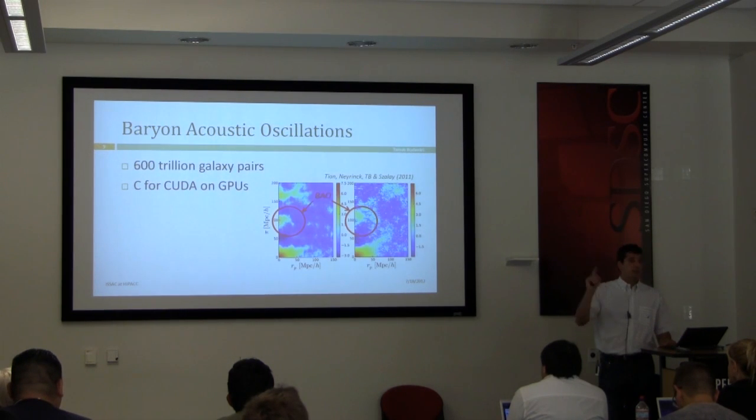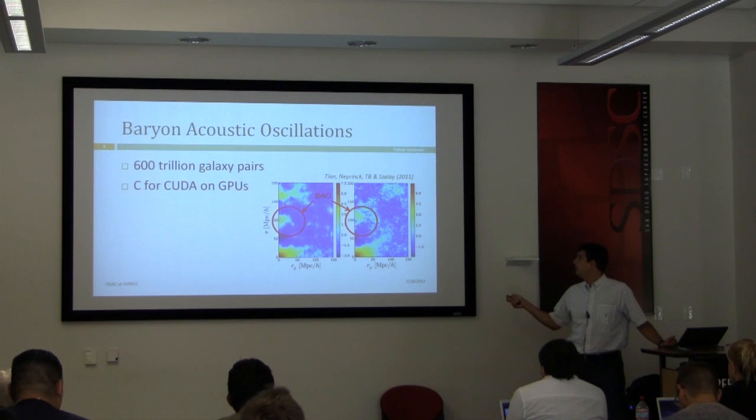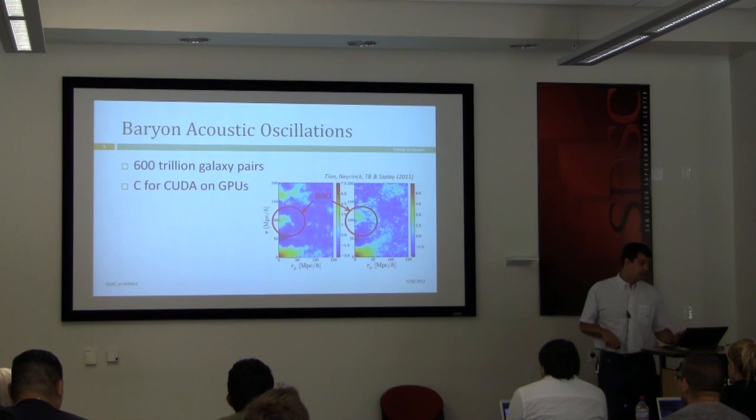Okay, so you can do these things fairly easily. So then, with a single GPU, a single card sitting in a desktop machine, we could process 600 trillion galaxy pairs. Okay, and that was what went into this paper measuring the BAO, the Baryon acoustic oscillations, on the Sloan.